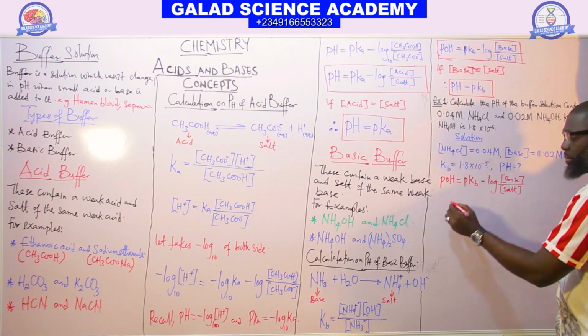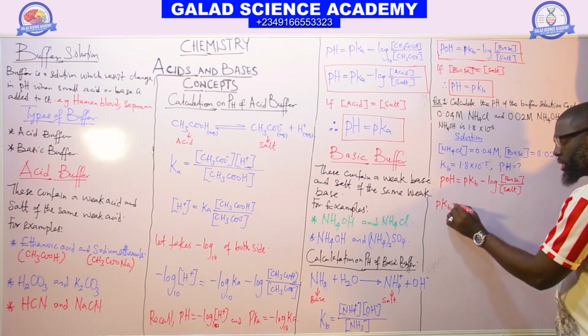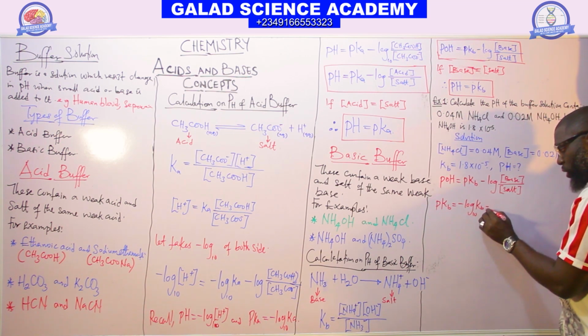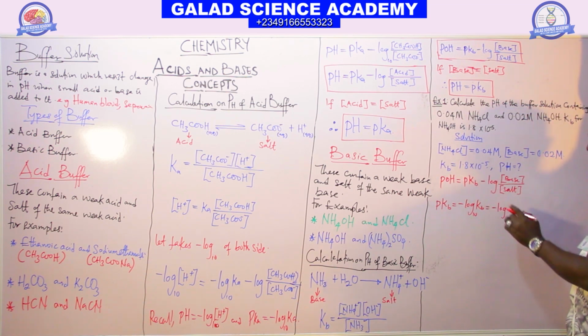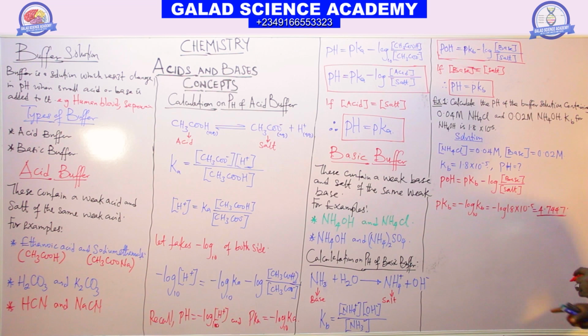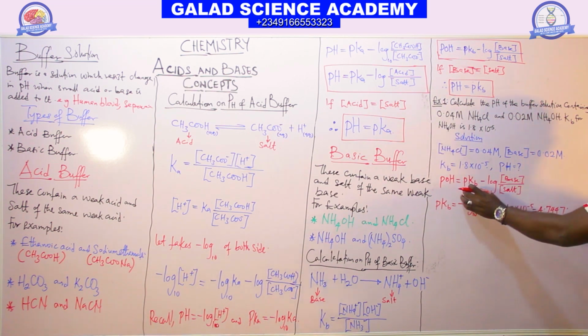This Kb is unknown. Let's find the pKb first. pKb is equal to the minus logarithm of Kb to base 10, which is equal to minus logarithm of 1.8 times 10 raised to power minus 5. By pressing the calculator, this will give us 4.7447. That will be the value for pKb. We'll now put it here.